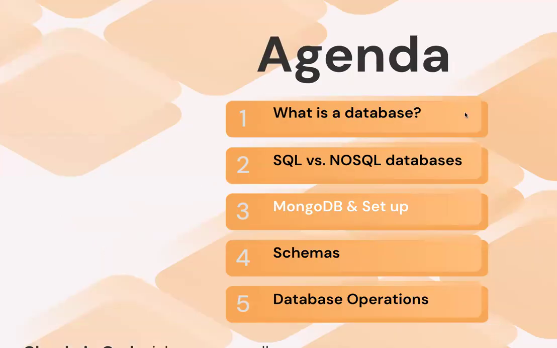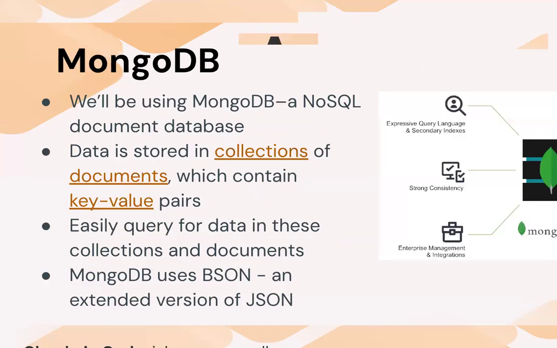Next, we're going to move on to setting up our MongoDB. So for this project for Hack School, we're going to be using MongoDB, which is a NoSQL document database. In MongoDB, data is stored in collections of documents. Each document is basically a set of key value pairs. Using MongoDB, we can query for data, and it uses a special data format called BSON, which is an extended format of JSON.